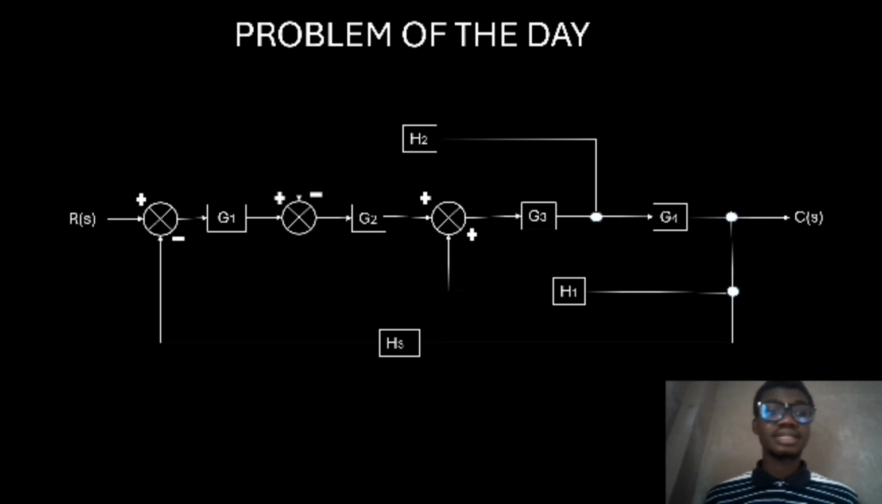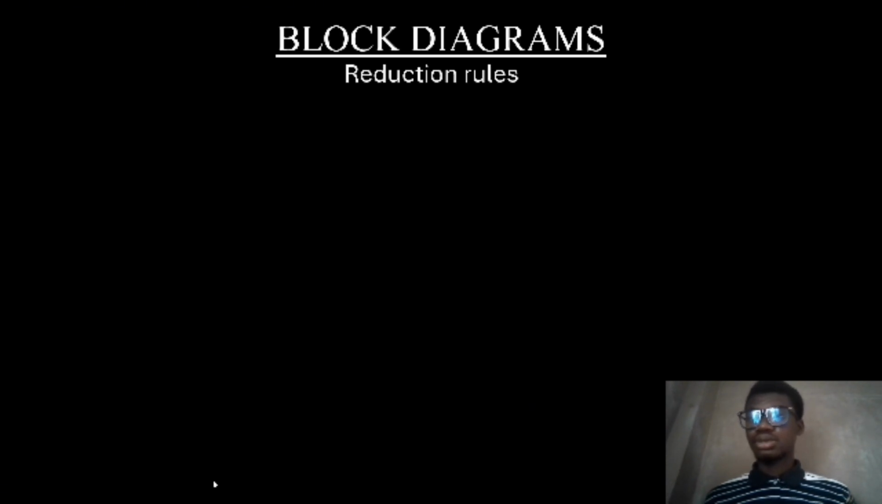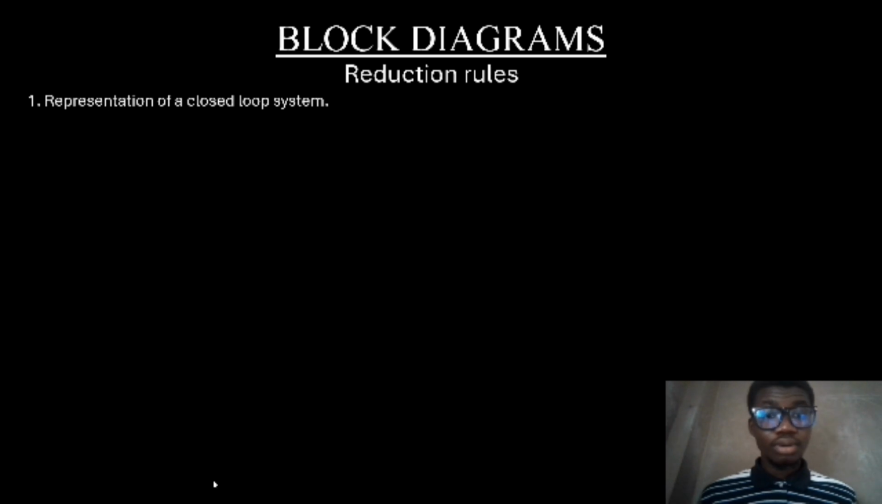To effectively understand and solve the problem independently, it's essential to review the concept of block diagram reduction rules, which provide systematic techniques for simplifying control system block diagrams into a single transfer function. So, we will move on to our first rule, which is reduction rule 1, representation of a closed loop system.